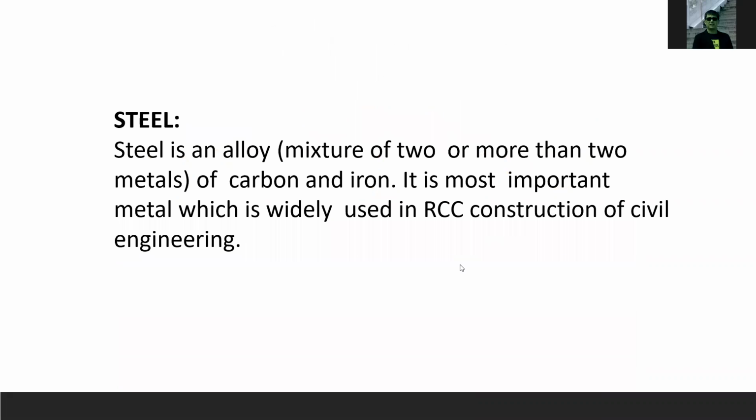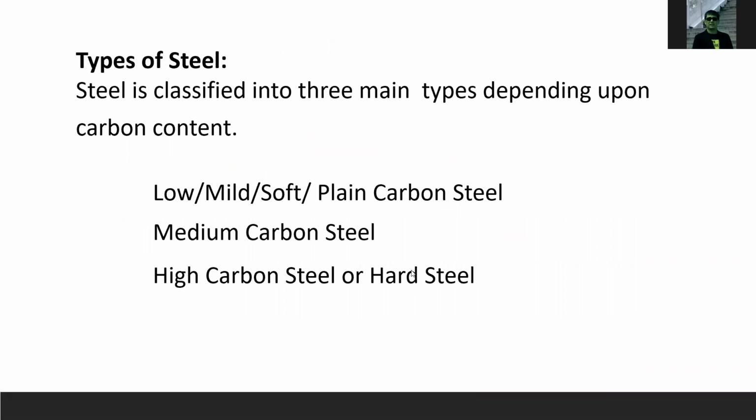Steel is an alloy, a mixture of two or more metals, carbon and iron. It is the most important metal, widely used in reinforced concrete construction of civil engineering. So there are different types of steel. We have the low or mild soft steel, which is the plain carbon steel, the medium carbon steel, and the high carbon steel or the hard steel.